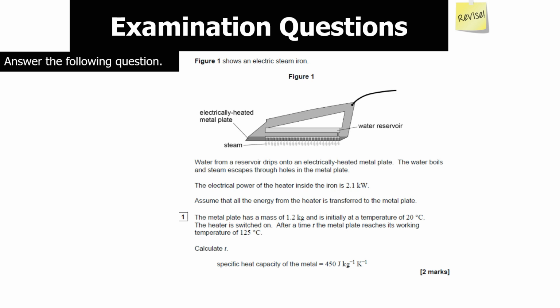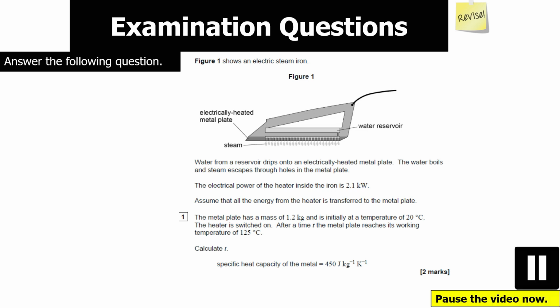The metal plate has a mass of 1.2 kilograms and is initially at temperature 20 degrees Celsius, and the heater is switched on. After a time t, the metal plate reaches its working temperature of 125 degrees Celsius. Calculate your value of t. So pause the video now, then unpause the video when you want to go through your answer.